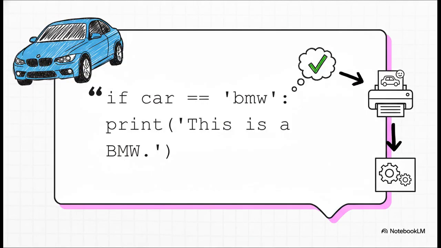Let's look at a real example. So first, we set up a variable called car, and we give it the value BMW. Then our if statement kicks in and asks the question, is the value inside car exactly equal to BMW? Well, yeah, it is. So the answer is true. And the program does exactly what the indented line tells it to do. It prints the message. That's it. That's the core logic in action.